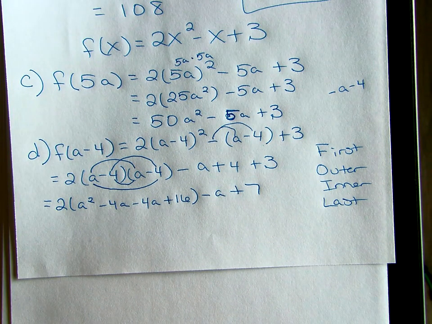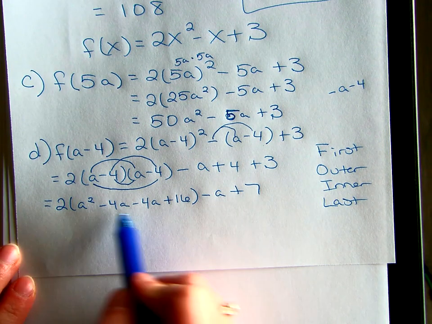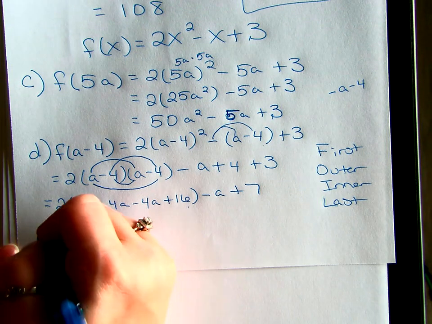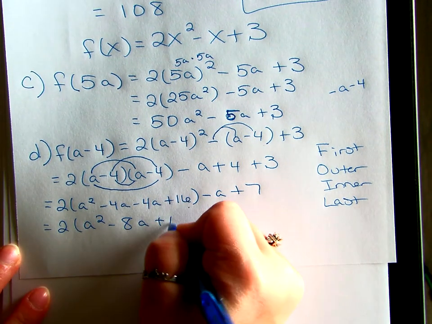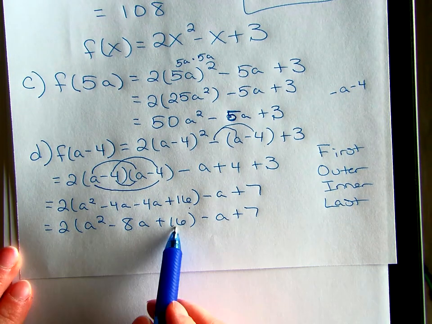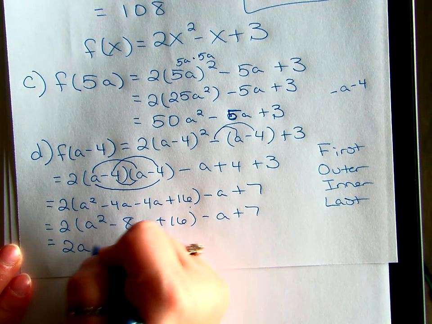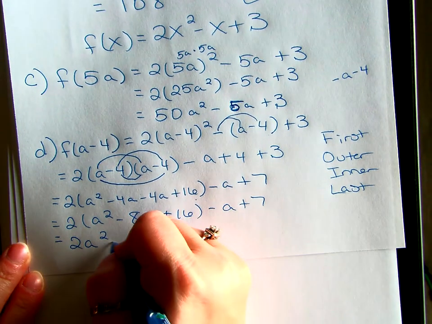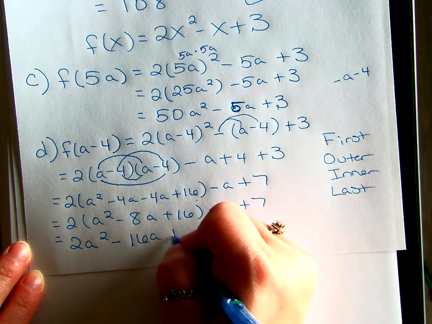Now we're going to multiply everything inside the parenthesis. Well, I'm going to combine it first, I guess. 2 times a squared minus 8a plus 16 minus a plus 7. Then I would multiply everything inside the parenthesis by the 2 and combine like terms. So 2a squared minus 16a plus 32 minus a plus 7.